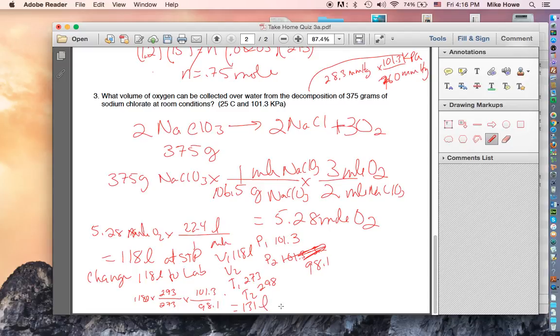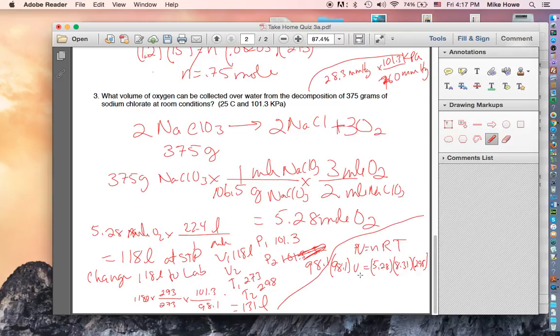All right, now the other way you could do the problem, we knew the moles of oxygen, so PV equals nRT. Pressure, we'd still have to use that adjusted pressure, 98.1, so you do have to adjust the pressure in this technique. Volume we don't know. N we knew was 5.28. Since this is in kilopascals, we're going to use the 8.31, and the temperature is 298.